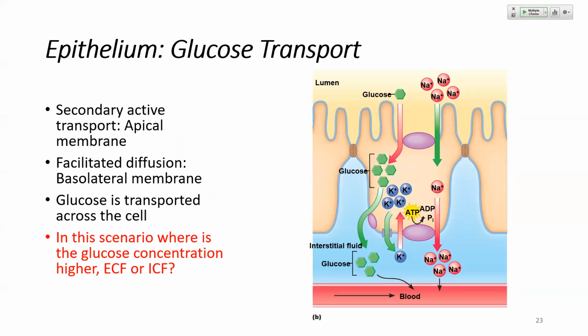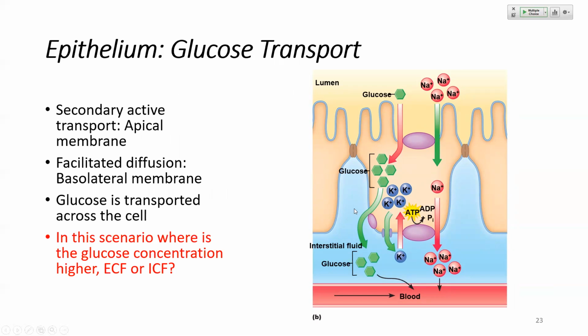Okay. All right, so this is an example of secondary active transport, something we spoke at length about before, across the apical membrane. We can also see examples of facilitated diffusion across the basolateral membrane.